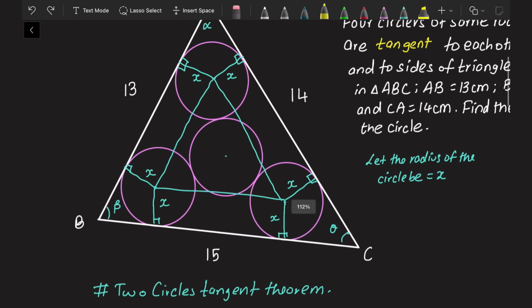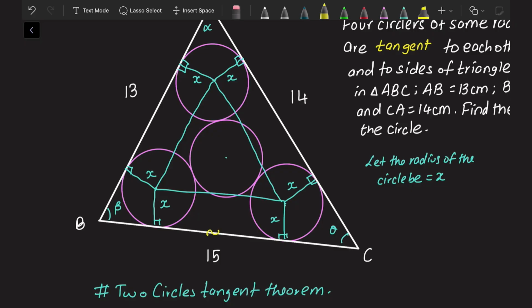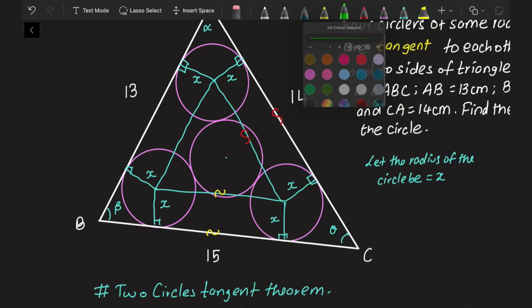So the x is already equal to x. The other thing would be that this side is equal to this side. Similarly, the second thing we will have is that this side is equal to this side, and the third fact that we will have, let us use the green color, is this side equals to this side.